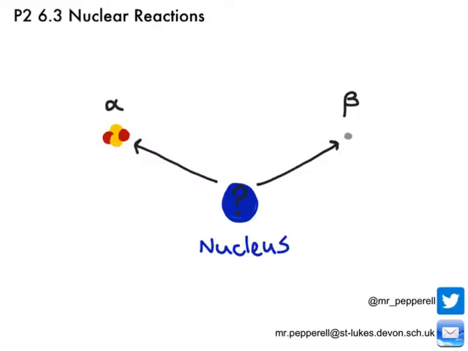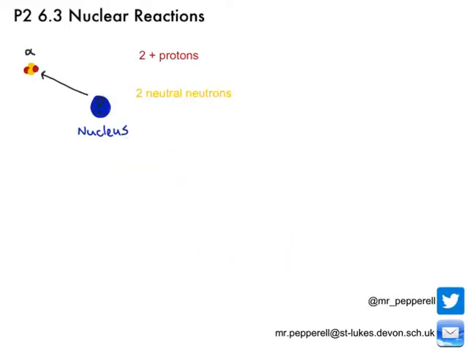So we know that both alpha and beta particles are going to be emitted by a radioactive or unstable nucleus, but what actually happens to that nucleus when that particle has been emitted? Okay, so we're going to take them one at a time, and first of all we're going to think about alpha.